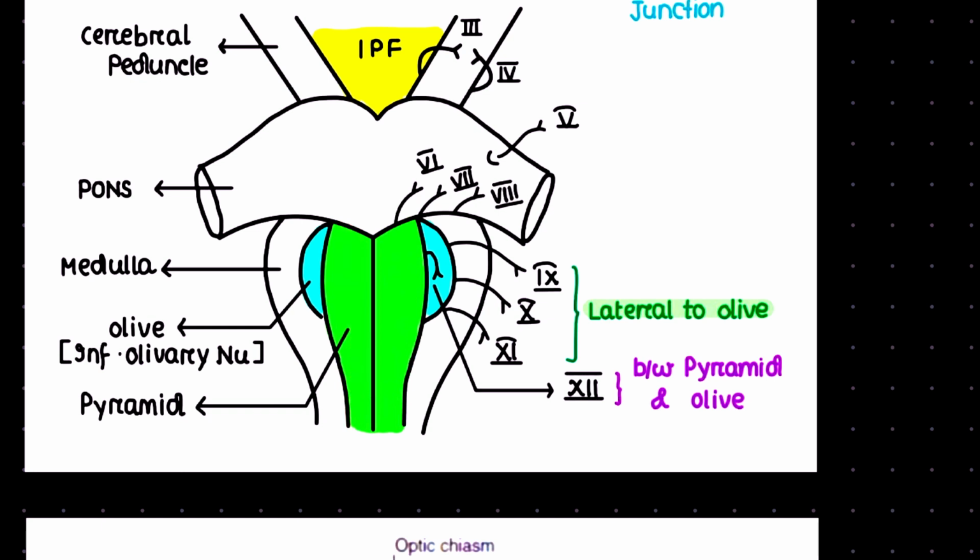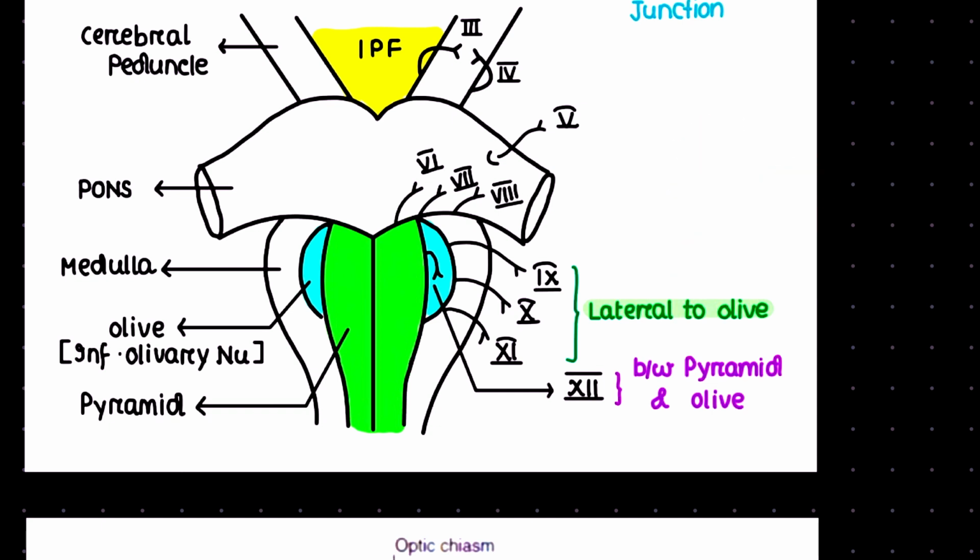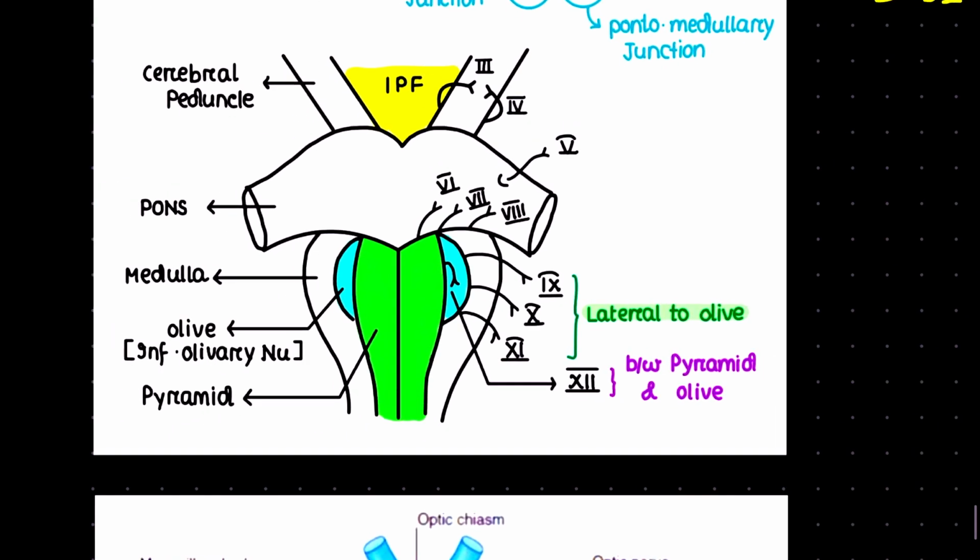At that time we mentioned that out of 100% of the fibers present in the corticospinal tract, 85% were decussating, but 15% were not decussating. This 15% was called the anterior corticospinal tract, and these 85% were called the lateral corticospinal tract. This is the thing that we discussed in our previous descending motor pathway.